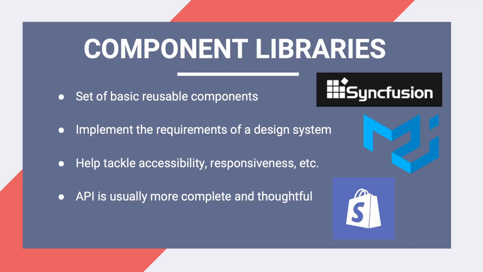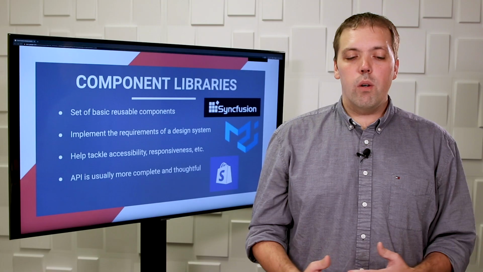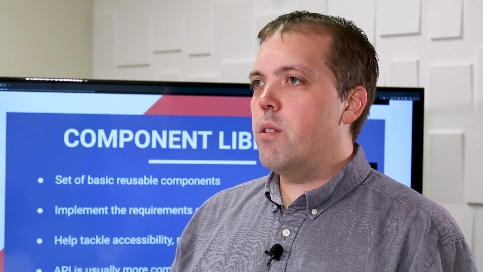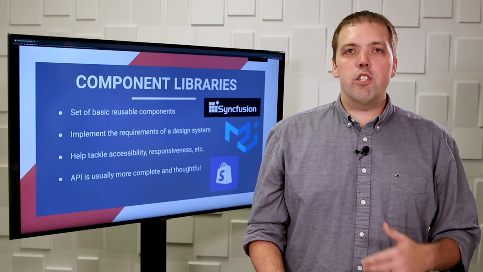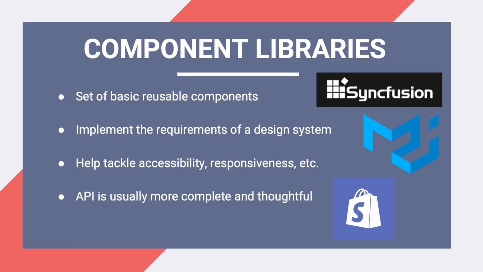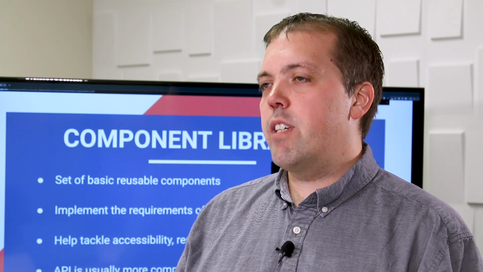Now similarly, we also suggest the use of component libraries. Again, these component libraries have sets of basic reusable components. Some of these component libraries are things like Material UI, again, Shopify's Polaris system, or things like Syncfusion. Now, these component libraries implement the requirements of our design systems. And more importantly, they help tackle a lot of really important, critical things that can often be difficult to do, such as accessibility, such as responsiveness, or such as performance. And also, the APIs for a lot of these components are often more complete and more thoughtful, again, because it's built by teams who specifically do this as their everyday job.